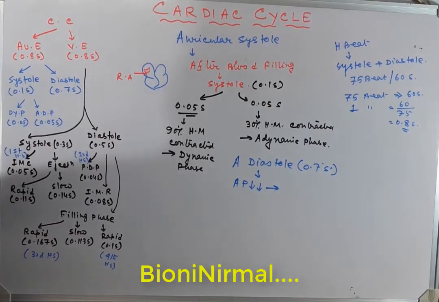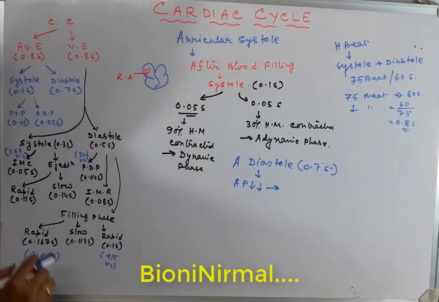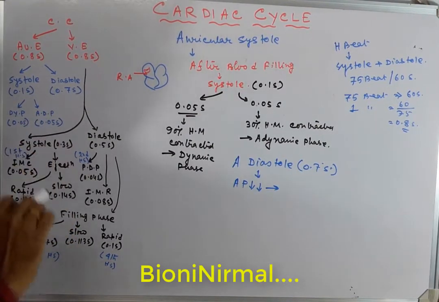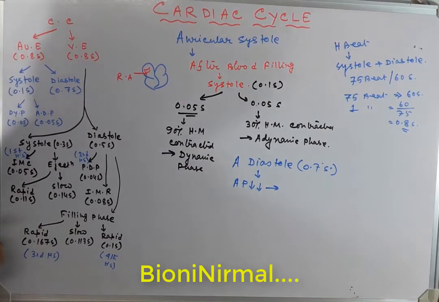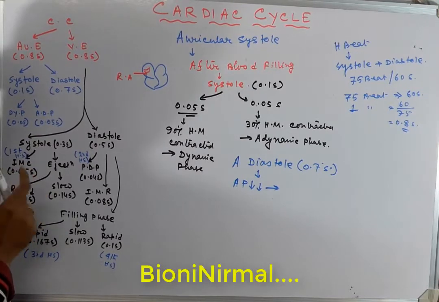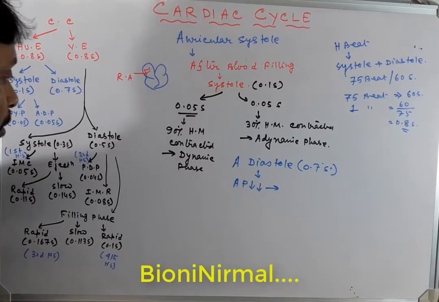cardiac cycle. And you can see that in the cardiac cycle there are two major events. One is the auricular event and another is the ventricular event. The auricular event may be divided into the auricular systole and the auricular diastole. The auricular systole takes 0.1 second, and auricular diastole 0.7 second. The ventricular event has ventricular systole and ventricular diastole; the ventricular systole takes 0.3 second and ventricular diastole 0.5 second.